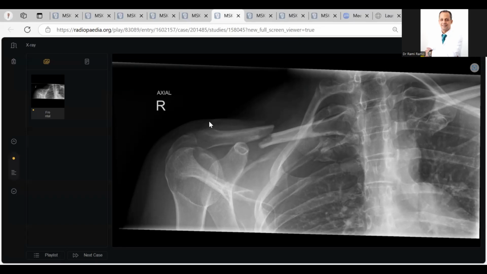The acromioclavicular joint appears intact. However, this is not a proper view to evaluate the joint. There is also a lytic area involving the overlapping fragments of the vessel. And also, I can appreciate the rib fracture involving the third rib posterior aspect, and I suspect pneumothorax on the right side.